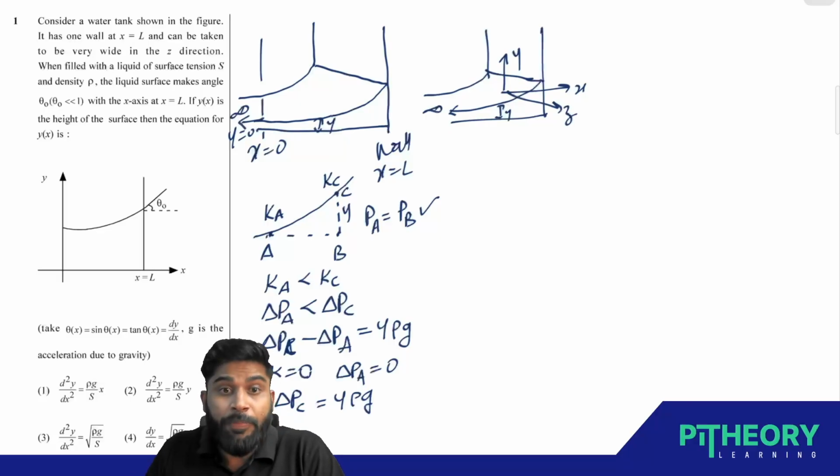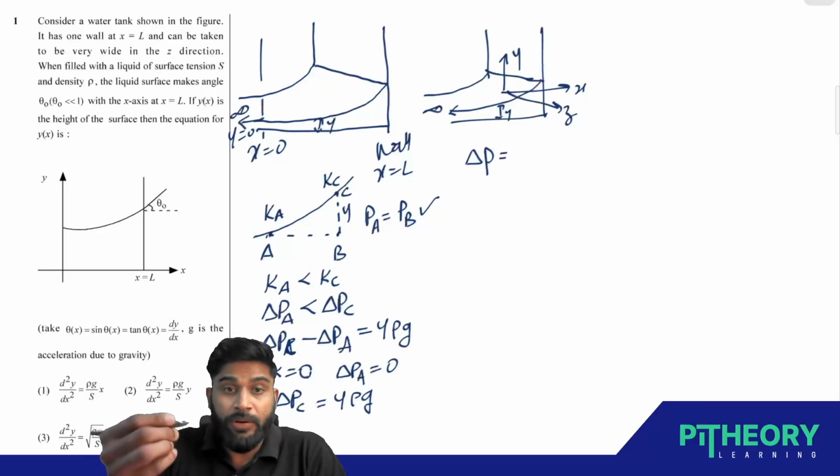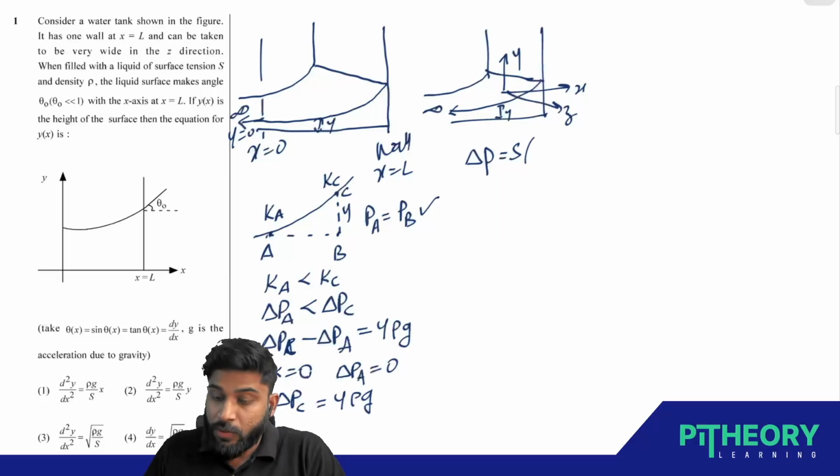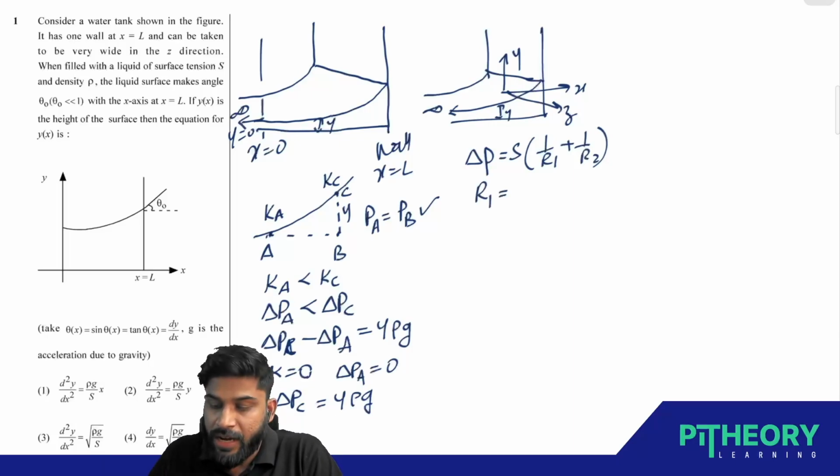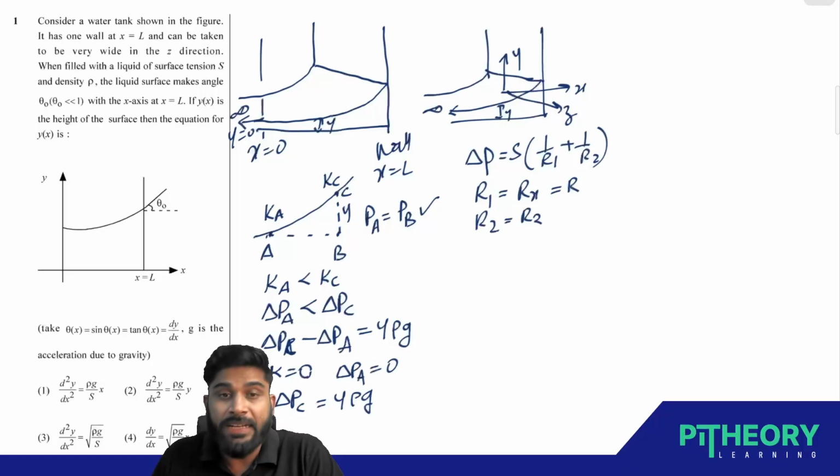So here I can write the pressure difference in one more way. We know this relation very clearly: how do I relate it with the surface tension? Delta P is equal to S into 1 by R1 plus 1 by R2. This is a known relation for us. See here, R1 you can write as Rx, which is equal to R, and R2 is nothing but Rz, right?